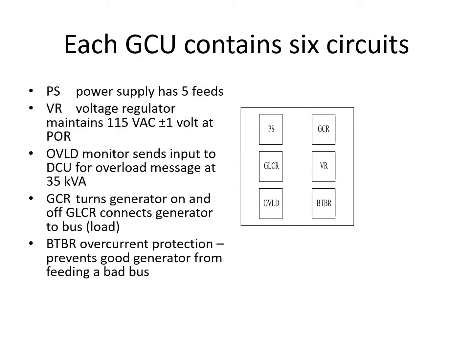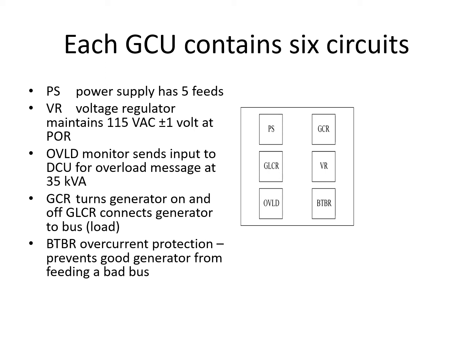So the 6 GCUs, the GCUs, they are all the same as each other, by the way. The GCUs have 6 circuit cards. A power supply, which has 5 feeds, a voltage regulator, which maintains 115 volts at the point of regulation, an overload monitor, which sends an input to the DCU for the overload message at 35 kVA. 35 kVA is not enough to trip it, but you will get an overload message.